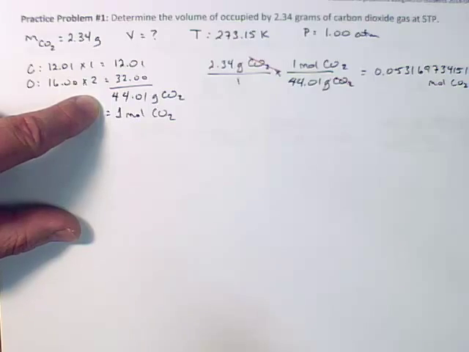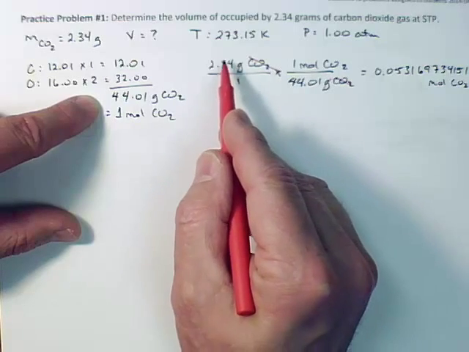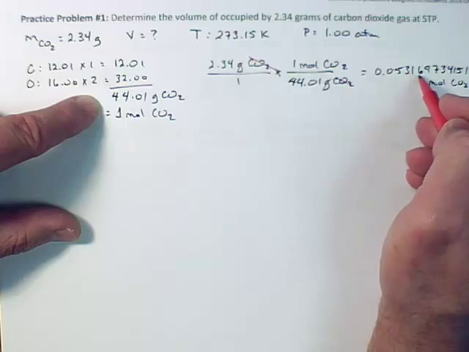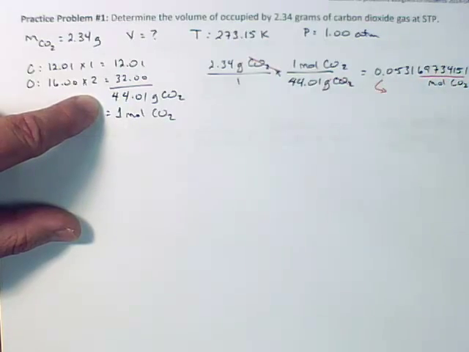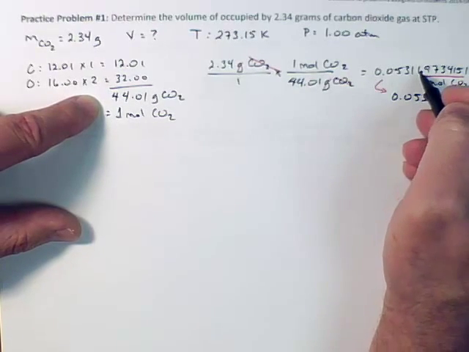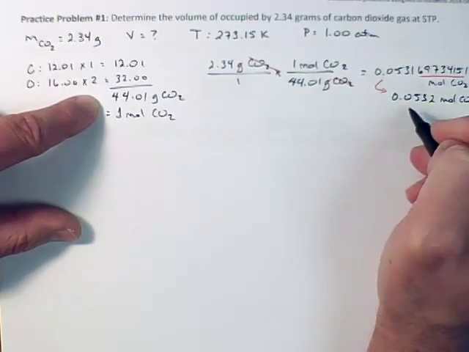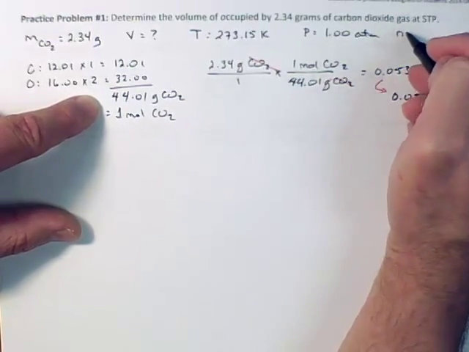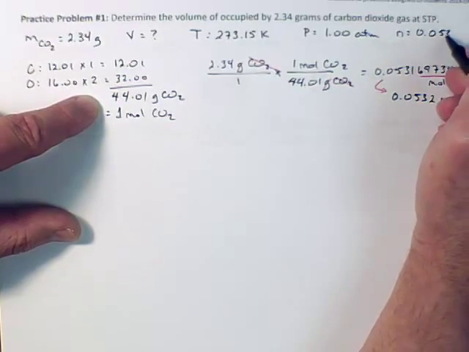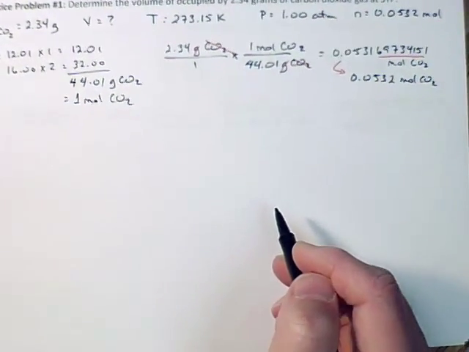Round that off to 3 significant digits because this is the measured or calculated number with the least number of significant digits. Leading zeros like this are not significant. 1, 2, 3. And round it off to 0.053. This 6 makes the 1 round up to a 2 moles of CO2. So now we do have moles. So now N, which is the symbol we use for moles, is 0.0532 moles.